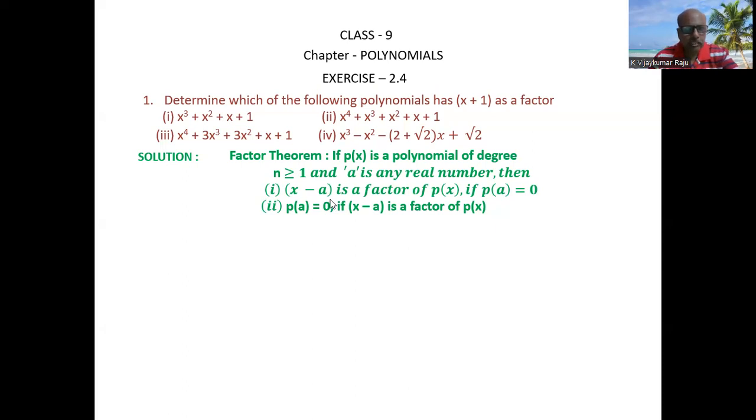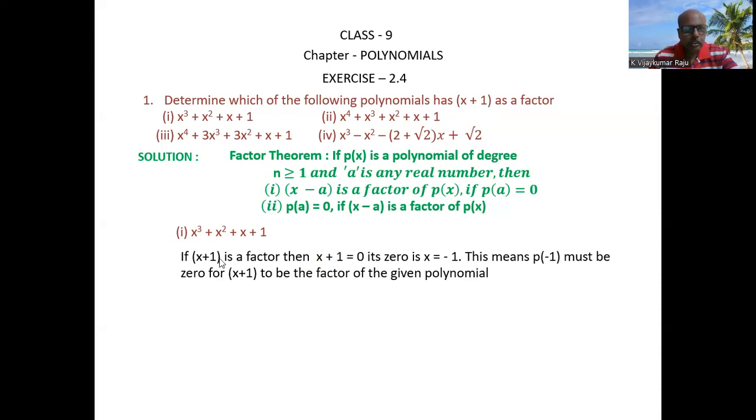Now let us start with the first question: x cubed plus x squared plus x plus 1. Now x plus 1 is a factor, you say. So if x plus 1 is a factor, then x plus 1 must be equal to 0, and the zero of this factor is x equals minus 1. This means p of minus 1 must be 0 for x plus 1 to be a factor. So let's put x equal to minus 1 in this polynomial.